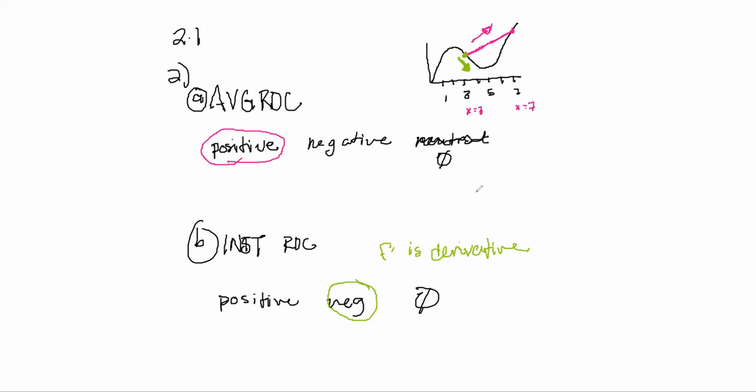The instantaneous rate of change is like a zoomed-in version of the average rate of change. One way I think about it is, what's the difference between f of 3 and f of 3.0001? And then it keeps getting progressively smaller, like the distance between 3 and 3.001.